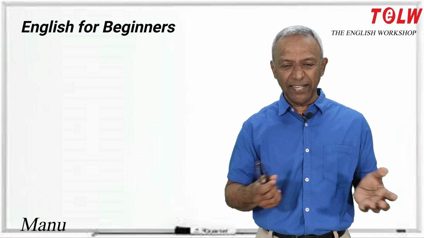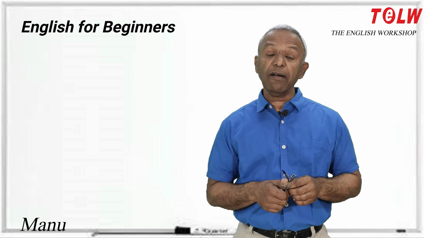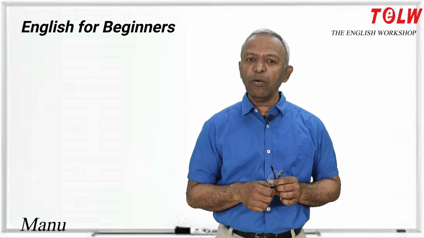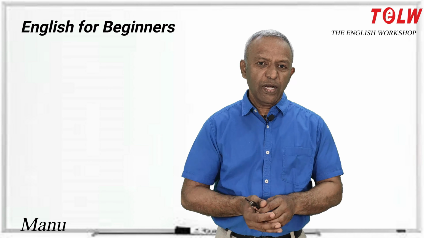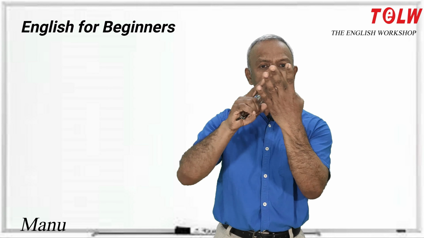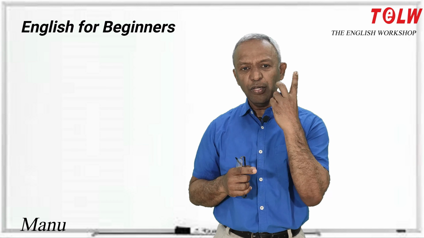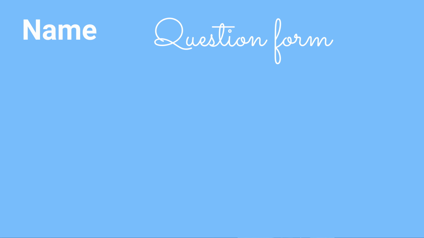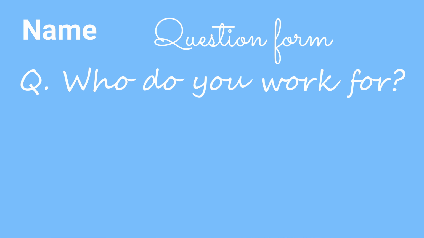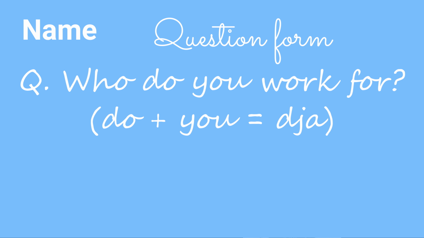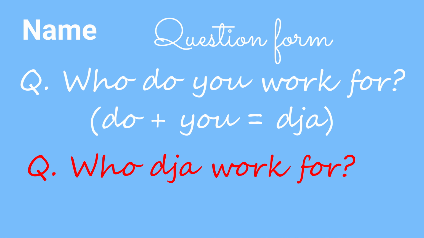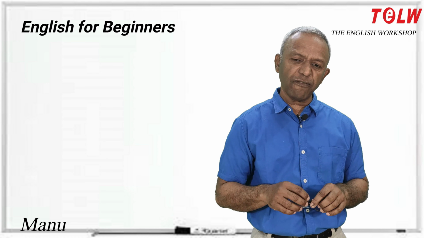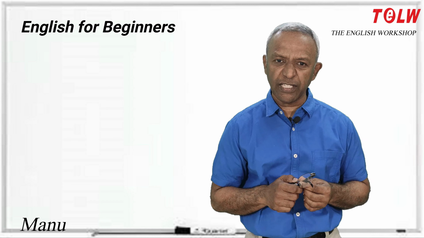All right. Now, how do I know the name of the place, the workplace? Who do you work for? See, do you becomes do. Who do you work for? I work for IBM. Who do you work for? I work for TELW, the English workshop.